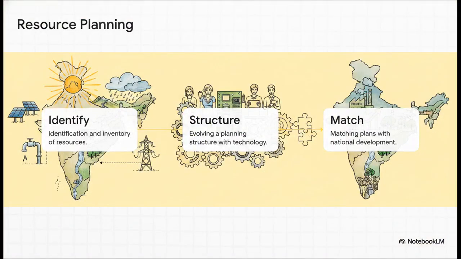You know, India is huge and incredibly diverse. Rajasthan has amazing solar energy but really lacks water. Arunachal Pradesh has abundant water, but literally no infrastructure. Because of this, India uses a complex 3-step resource planning process.